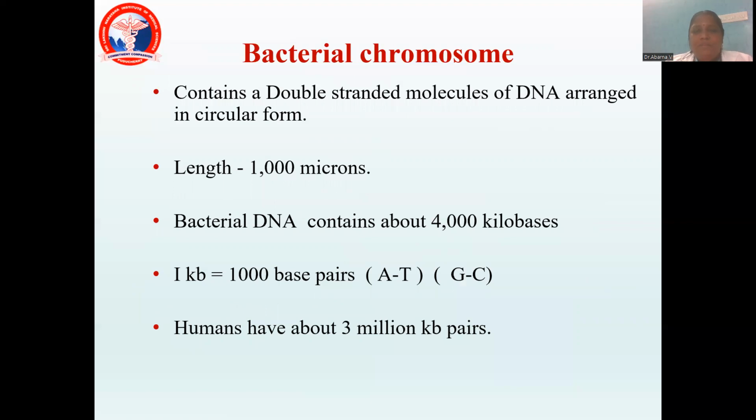The bacterial central chromosome is generally a double-stranded molecule of DNA arranged in circular form. And in very few cases, it is arranged in linear form, for example, Streptomyces, Agrobacterium, or Borrelia.